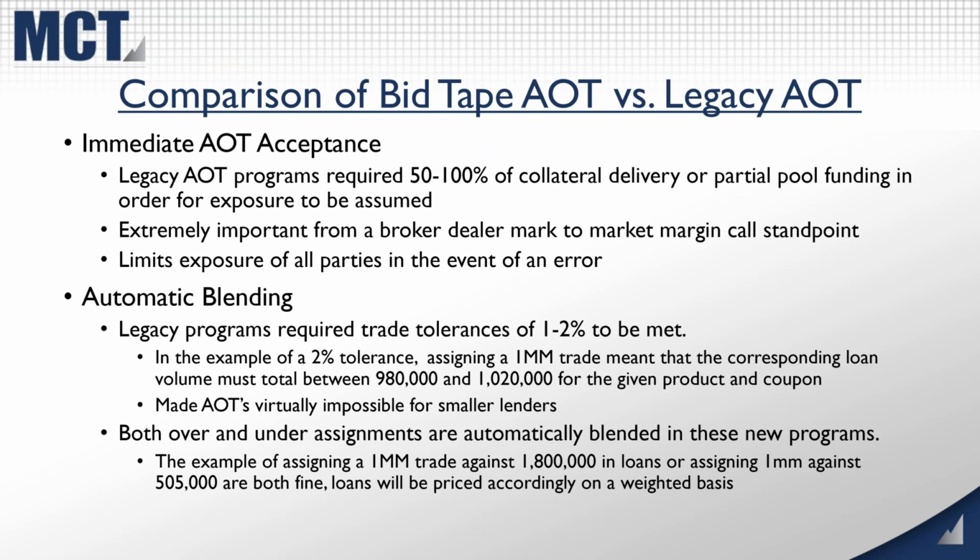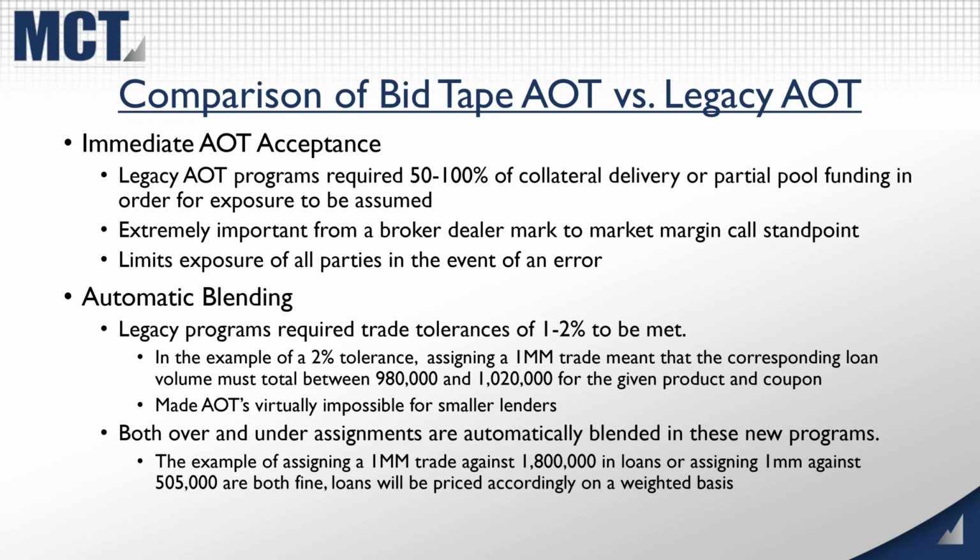So, with the changes that have occurred in this new bid tape product and this bid tape AOT product, there's an automatic blending that allows us to basically assign a trade against, within ranges, which we'll talk about, a population of loans, and then the loans are priced accordingly off of a weighted average AOT strike differential. So we'll talk about that later, but that's a huge difference.